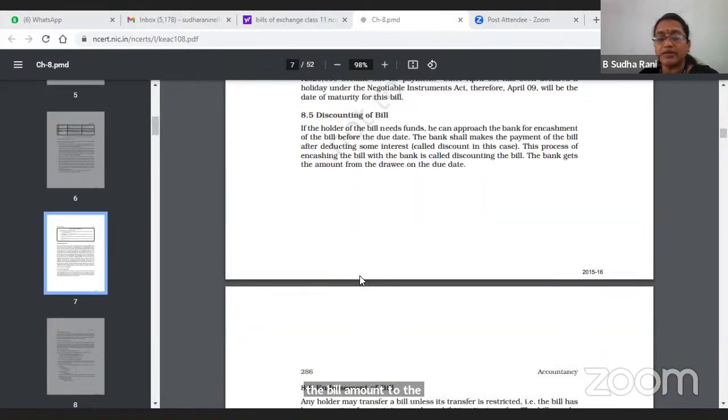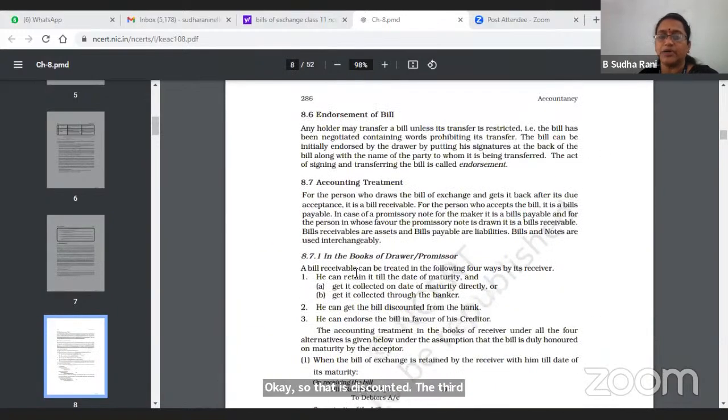The third point you should remember is endorsement of bill. Endorsement of bill means transfer of the bill to a third party. That is, the drawer transfers the bill to a third party and makes his payment in advance or adjusts his debts. Only the drawer can transfer the bill to the third party, and we call this an endorsement.